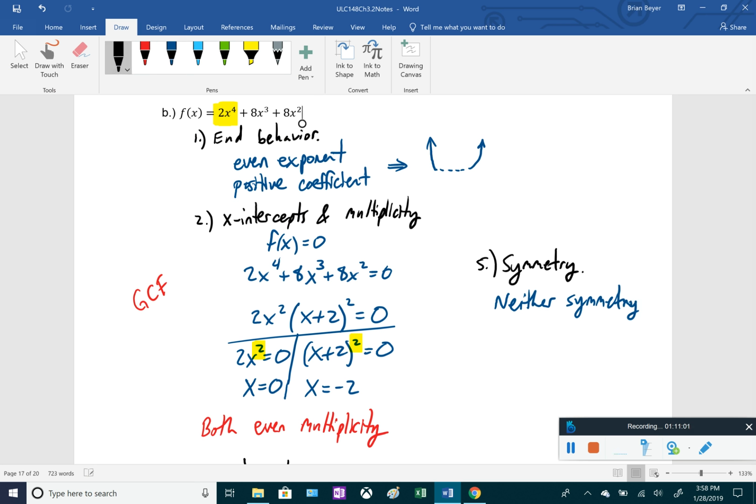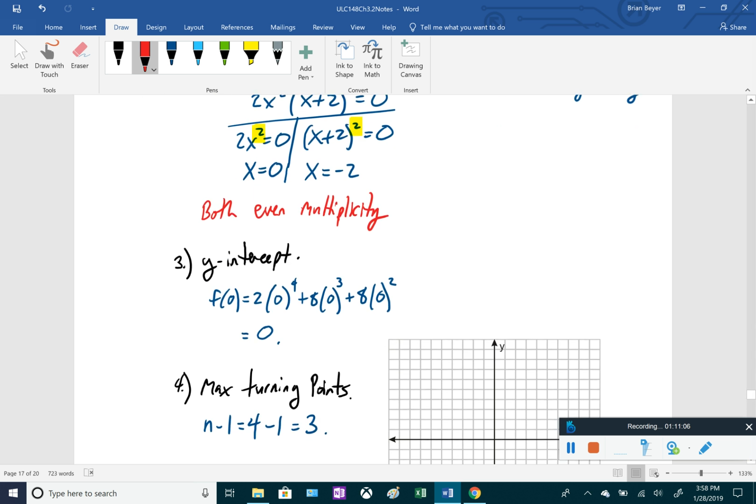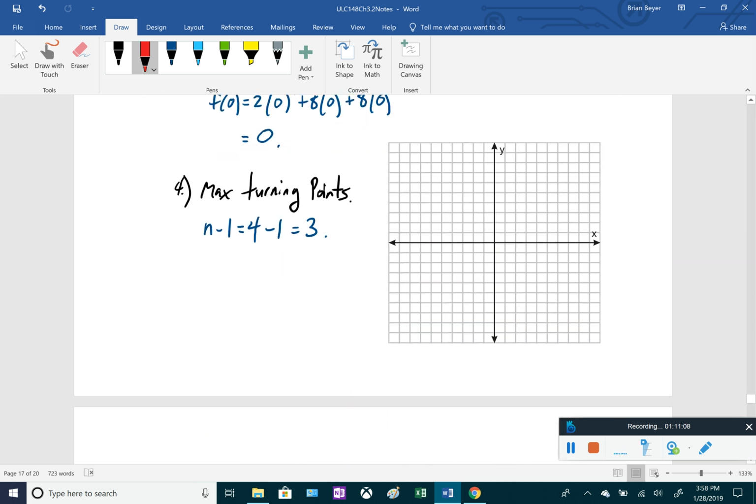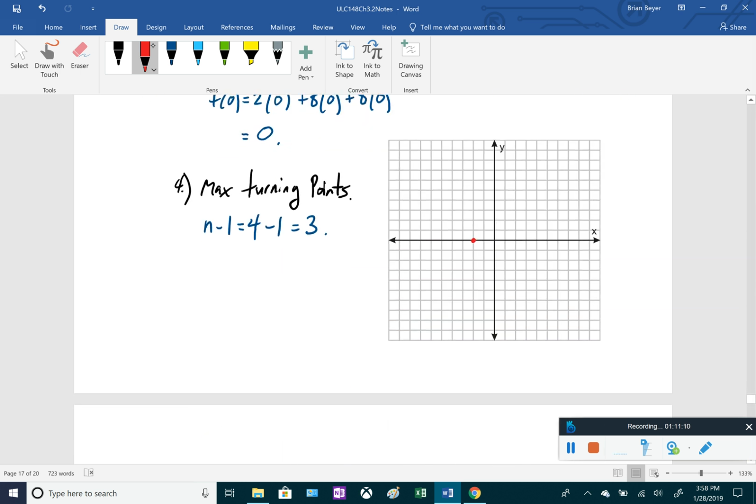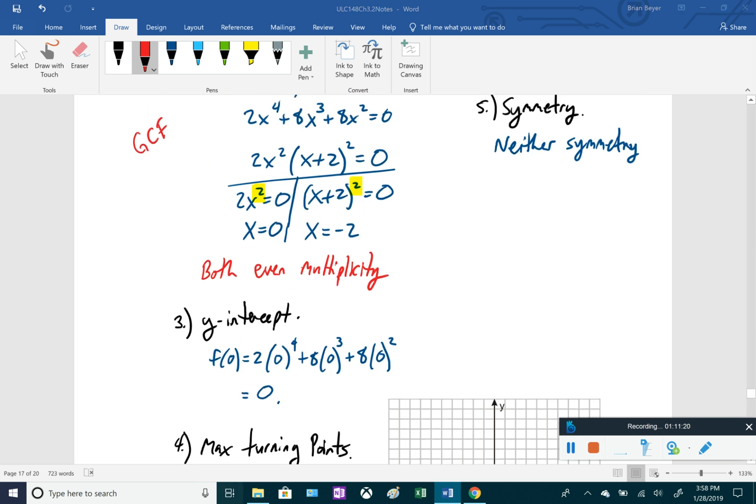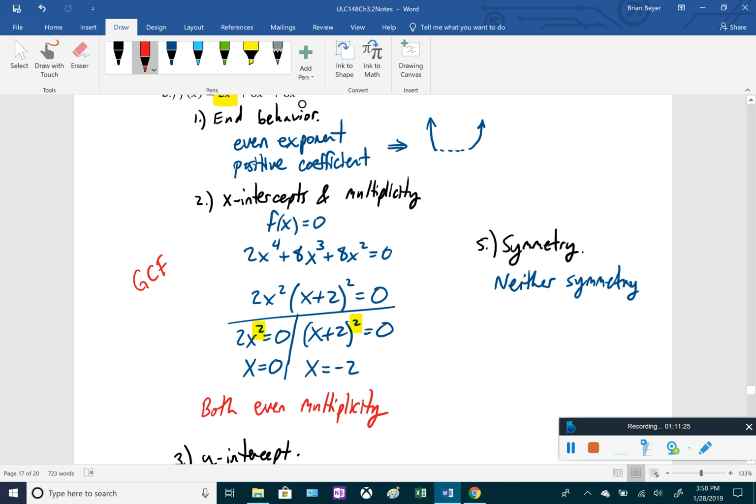Okay, so let's graph it. So we're going to have, let's graph the x-intercepts here of 0 and -2. And then let's graph the y-intercept of 0, which is already right there because it was at the origin. And let's see, what else do we have here? So let's use, I guess we can just graph it now. Let's use that end behavior.